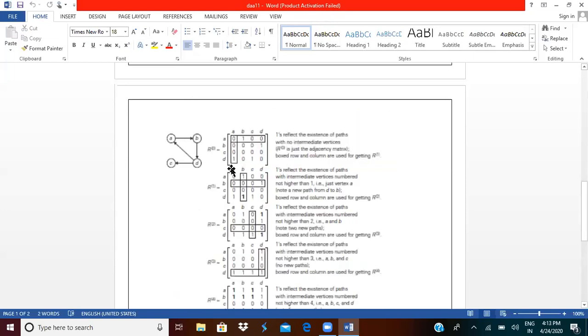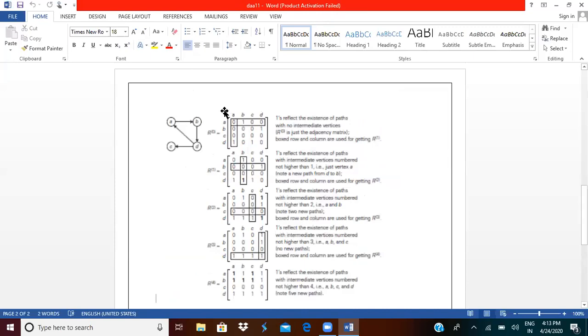Now here we have taken a simple example. This is a digraph. So in the first step, what we do is R superscript 0. Now R superscript 0.